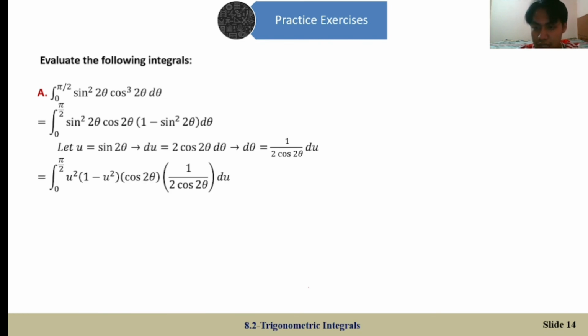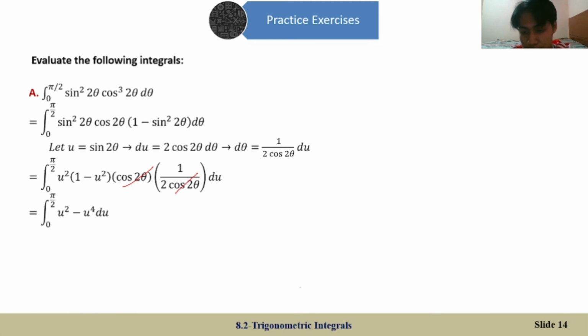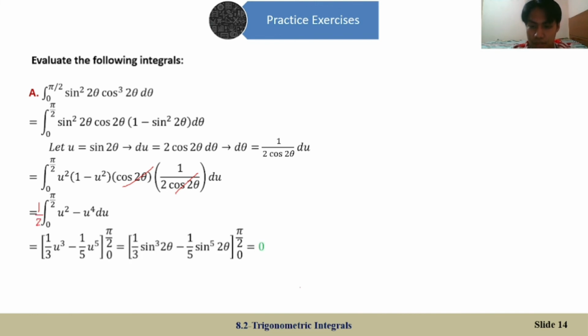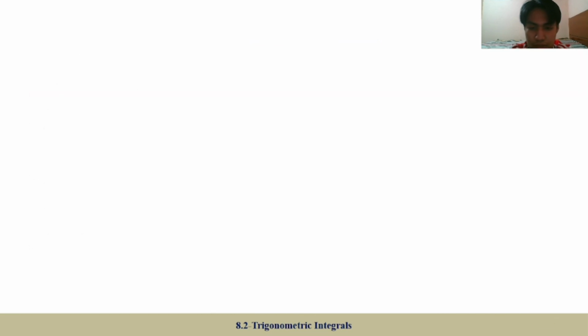and plug it into our old integral, putting u in places where there is sine 2 theta, and plugging in d theta into the old equation. When we do that, we'll be able to eliminate cosine 2 theta from the integral, and we are left with a more simplified version of the integral, which we can integrate using basic integration. And then, since sine of pi and sine of 0 are equal to 0, we get the answer to our integral, which is 0.